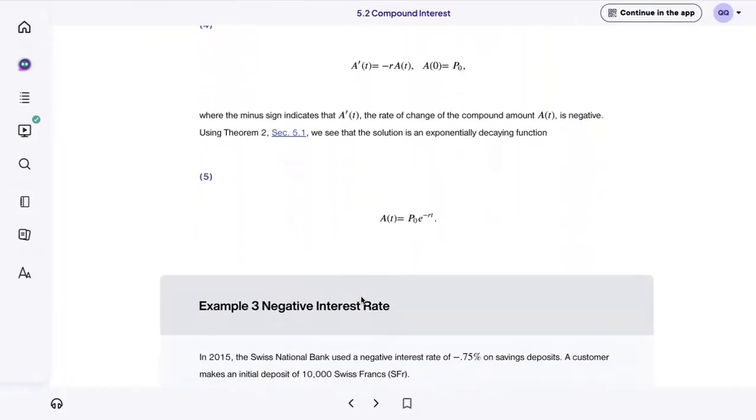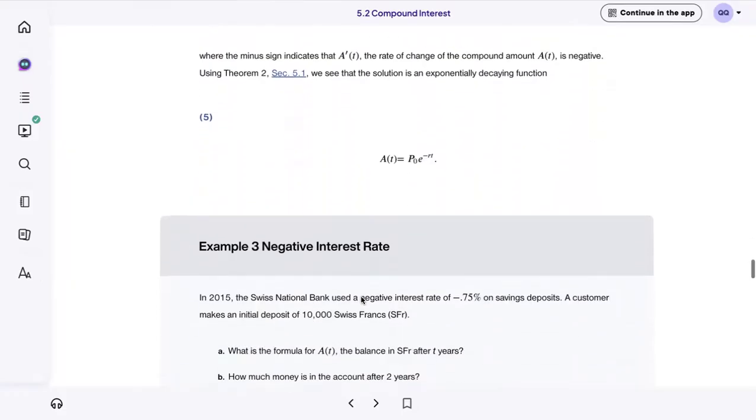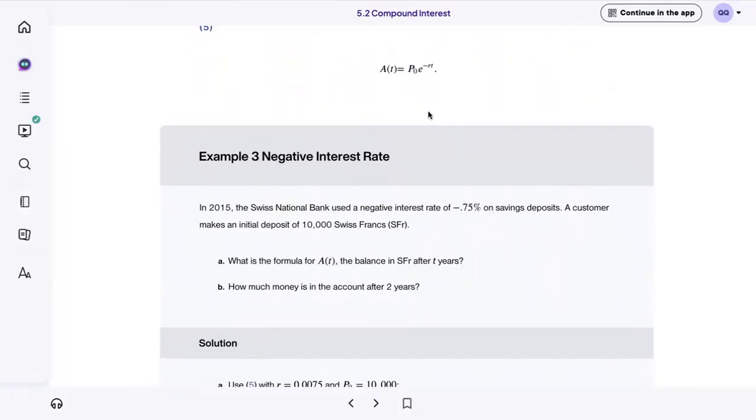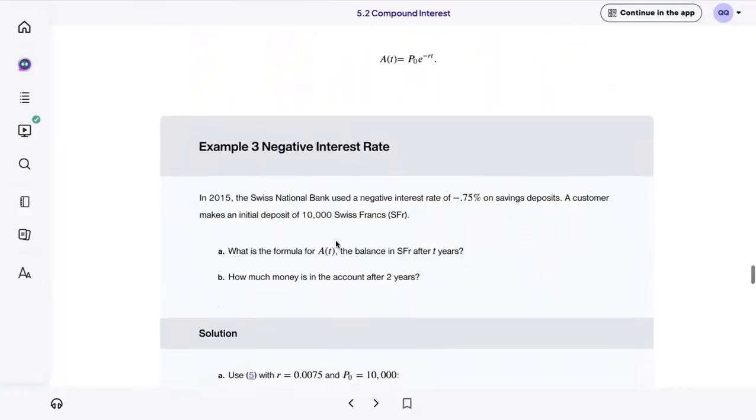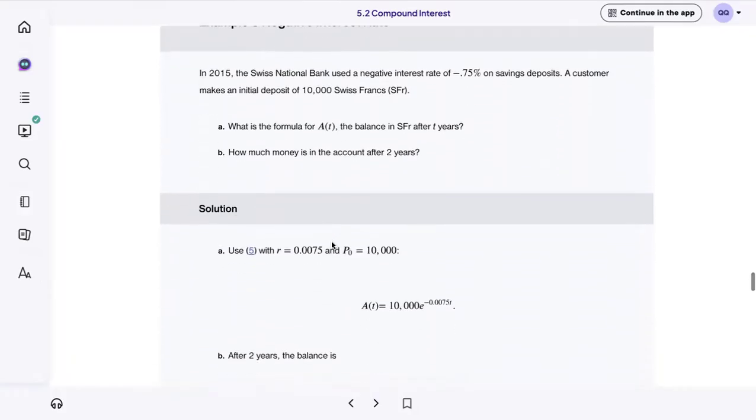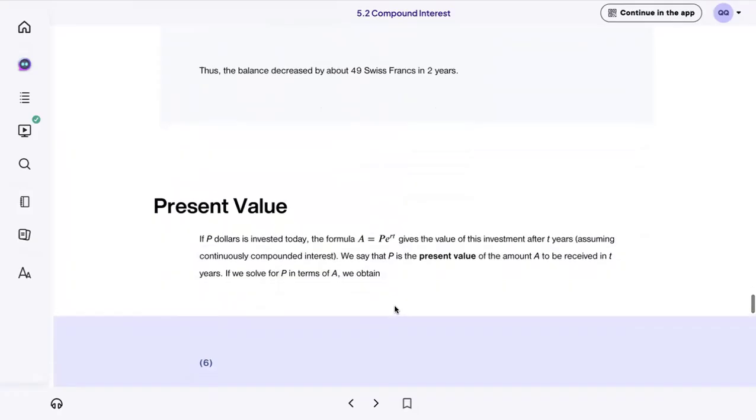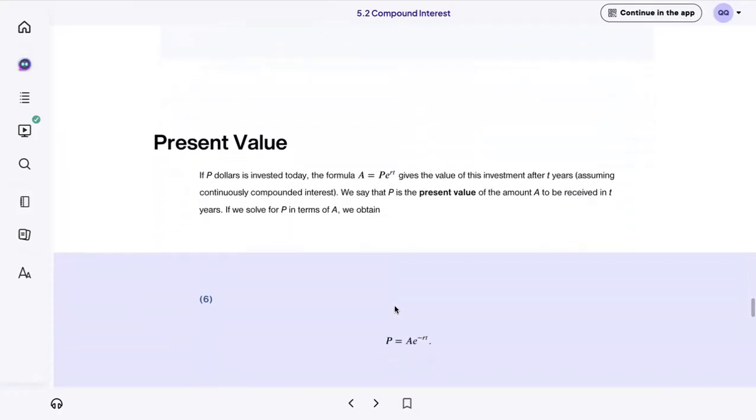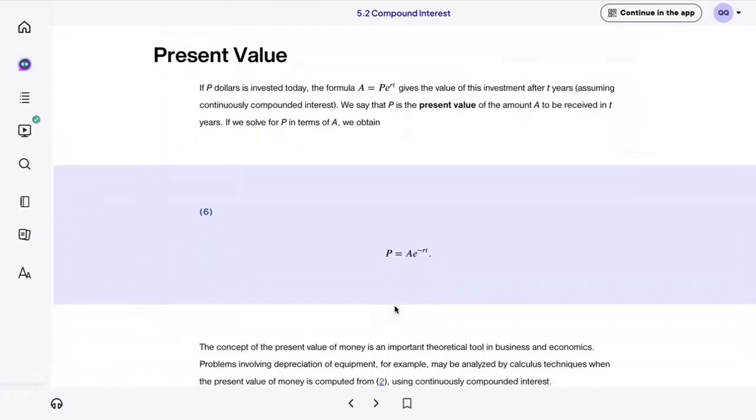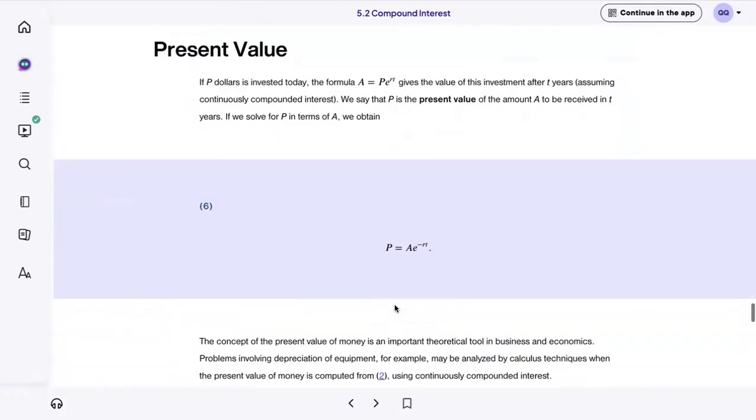Negative interest rate, it happens, rarely. Remember this exponential decay. But the calculation is the same, just the exponent is negative. But you rarely see negative interest, right? So what is negative interest? It's when the government doesn't want you to put money in the bank, when the government wants you to spend your money. If you put in the bank, you lose money. So you need to spend it. Well, in this formula, they call it present value. Right? Present value.